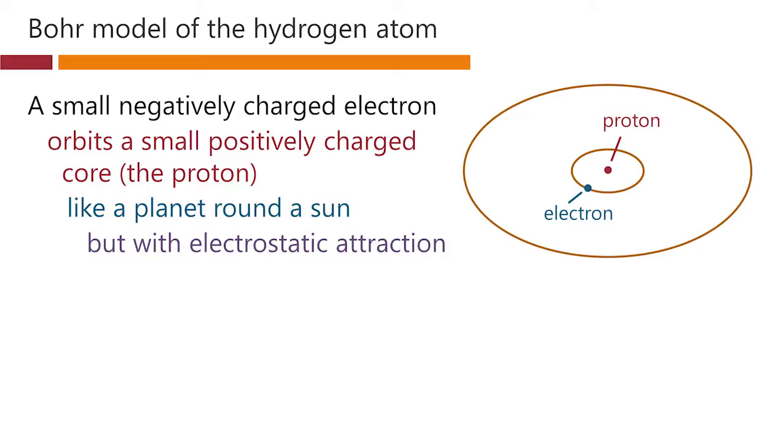A very important intermediate model of the hydrogen atom is the so-called Bohr model. This model starts out by assuming that the electron is a particle that orbits around another particle, the proton, in much the same way that a planet orbits around the sun. But here we're relying on electrostatic attraction between the negatively charged electron and the positively charged proton, instead of the gravitational attraction we would see for an actual planet and an actual sun.